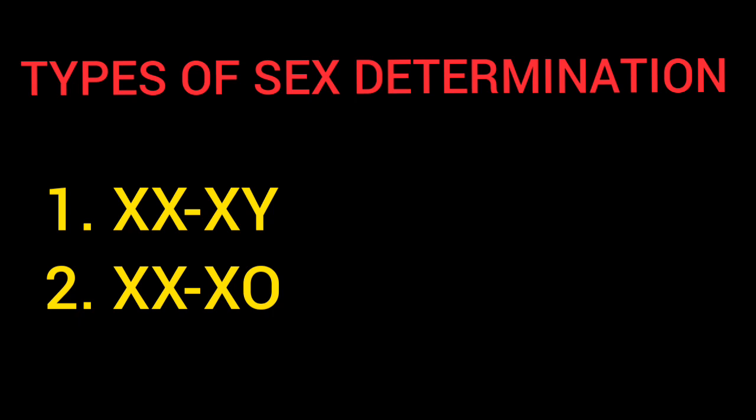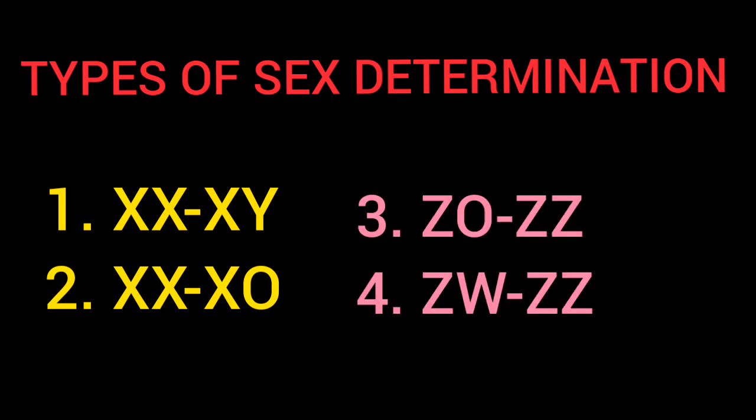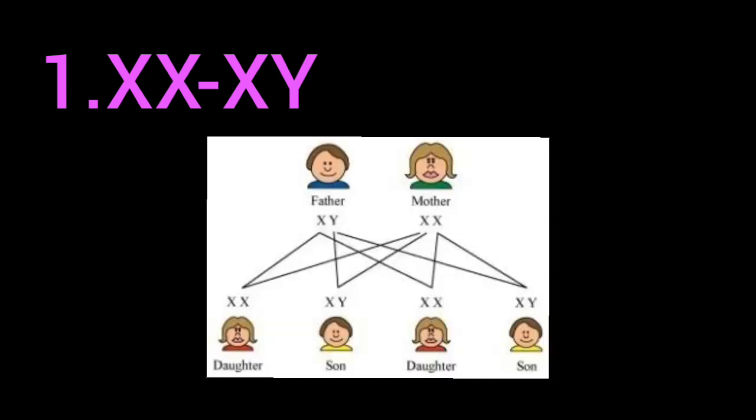So you can see here there are 4 different ways. Let's try to find out all these cases one by one. So first of all, I have here number 1, that is XX and XY type of sex determination. And as you can see, the picture itself says that this kind of sex determination is seen in the case of human. So students, you can see here that the male is XY, which means heterogametic.